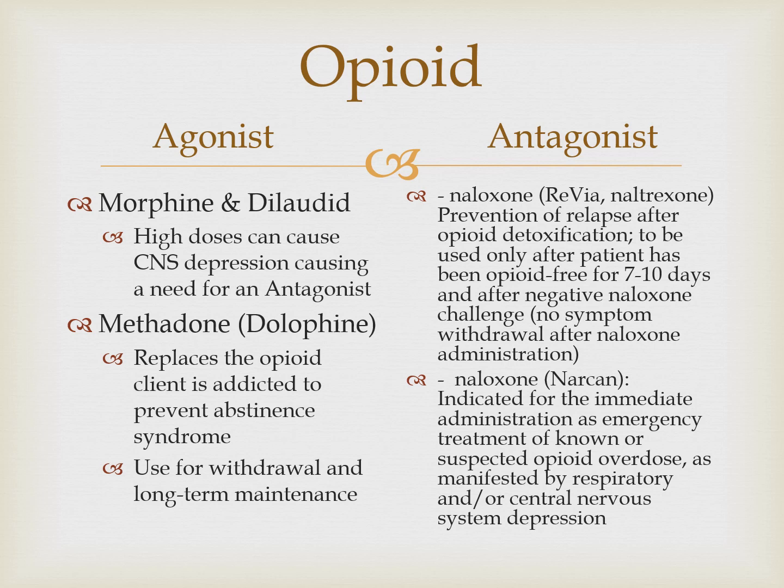Naloxone is immediate emergency treatment for suspected opioid overdose, whether it's purposeful or accidental. The respiratory rate is a big cue on needing the Narcan.